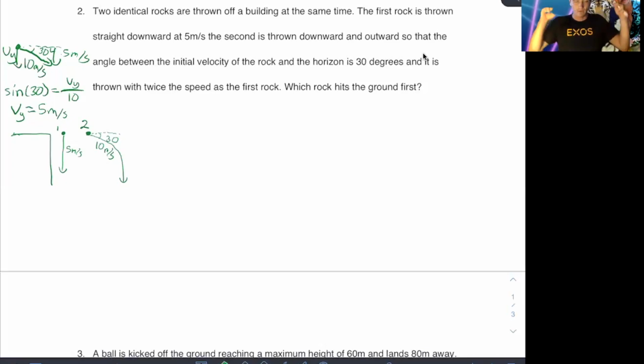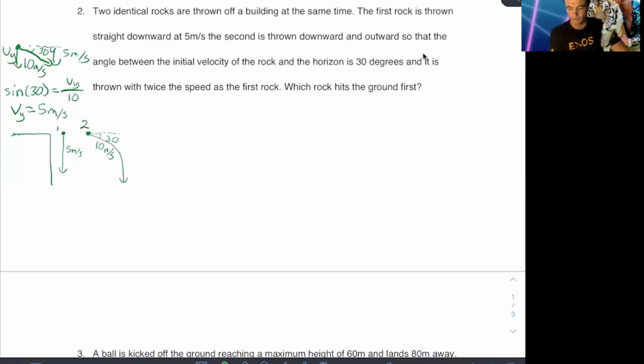If we throw them straight downward at the same speed, well, they're both being acted on by gravity at negative 9.8 meters per second squared. I didn't give you a distance, but whatever distance it is, they're going to hit the ground at the same time. So it's kind of like a trick question here. Which rock hits the ground first? Well, they hit the ground at the same time.